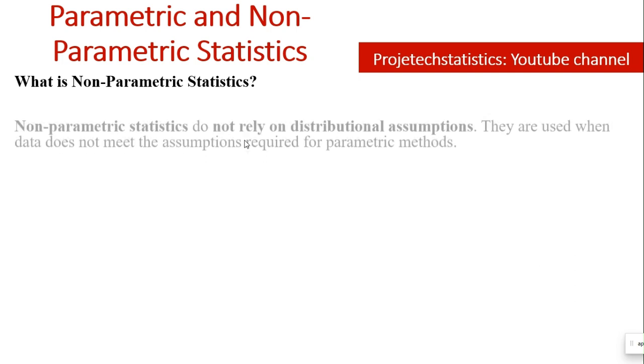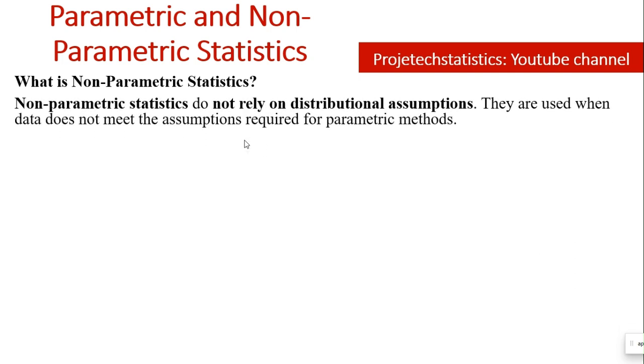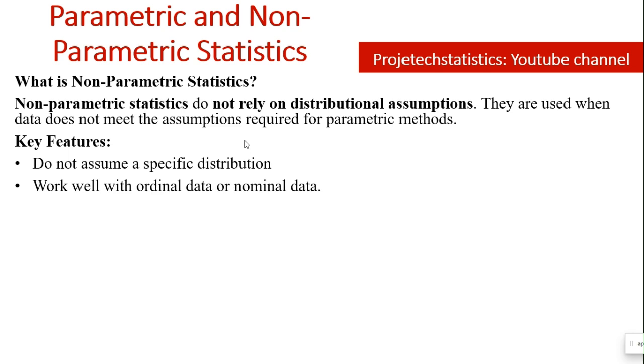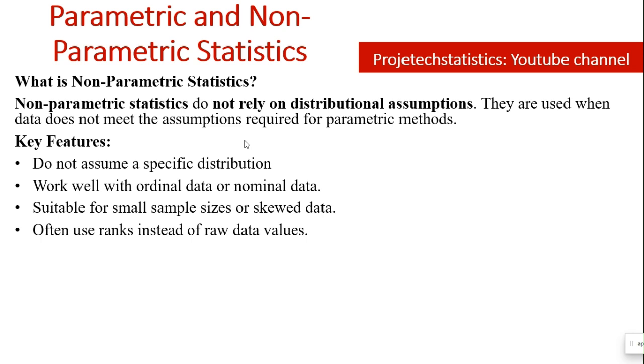Having known what parametric statistics is, now what is non-parametric statistics? Non-parametric statistics do not rely on distributional assumptions. They are used when data does not meet the assumptions required for parametric methods. Some of the key features of non-parametric statistics are that they do not assume a specific distribution. So normality is not a problem for non-parametric statistics, and most times they work well with ordinal or nominal data. They are more suitable for small and skewed samples. They often use ranks instead of raw data values.